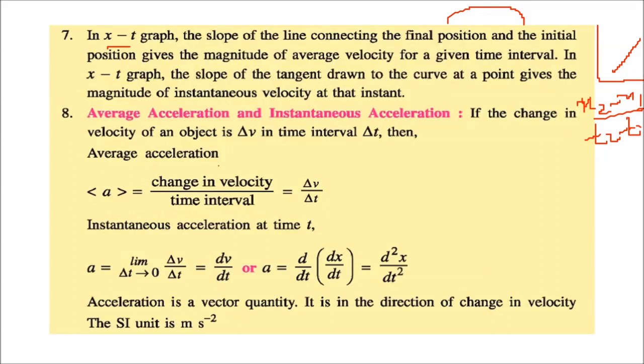Average acceleration and instantaneous acceleration. If the change in the velocity of an object is delta v in delta t time, the average acceleration will become delta v by delta t. What is the instantaneous acceleration at some point t, which is simply delta v by delta t, where delta t has to tend to 0. So this becomes dv by dt, or you can say you are double differentiating the distance. So d by dt of dx by dt, that is d2x by dt square, this is the acceleration. Acceleration is a vector quantity, and it is in the direction of change in velocity, and its SI unit is meter per second square.